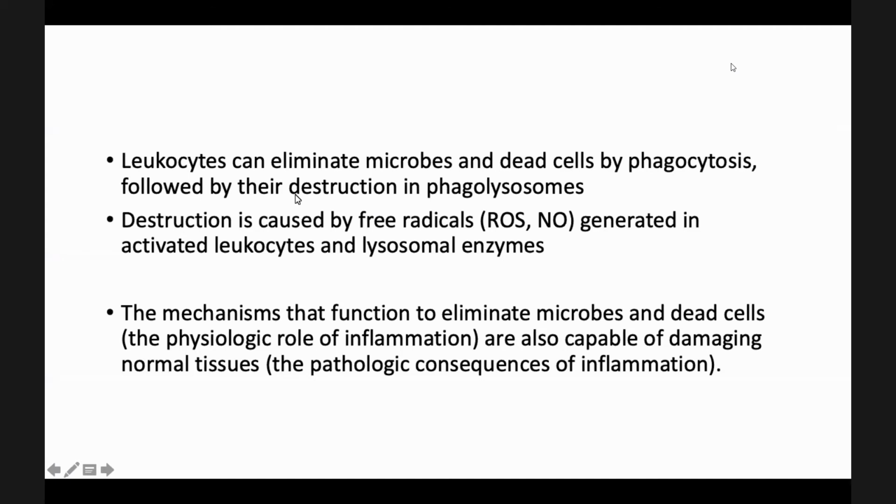So WBCs can eliminate these microbes and their cells by phagocytosis, followed by their destruction in phagolysosomes. That is caused by free radicals like reactive oxygen species and nitric oxide that come from your leukocytes, and lysosomal enzymes. Now, as I said earlier, this mechanism is to protect us from microorganisms and dead cells, a physiological role. But this process is also capable of damaging normal tissue. That is usually the pathologic consequence of inflammation.